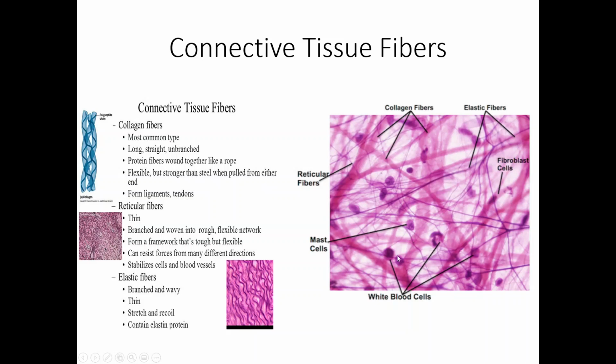Obviously, this is not a ligament or a tendon. So you do find collagen in other tissues, but it is the predominant fiber that you find in your ligaments and tendons. And that strength is really what we need there.